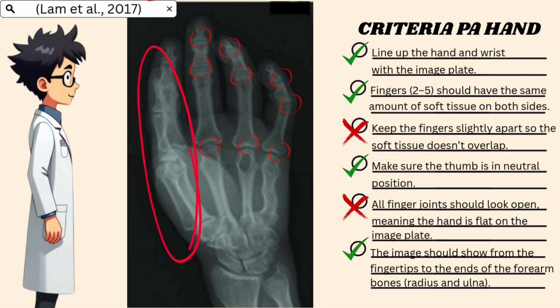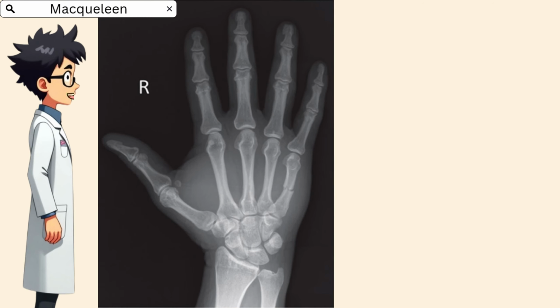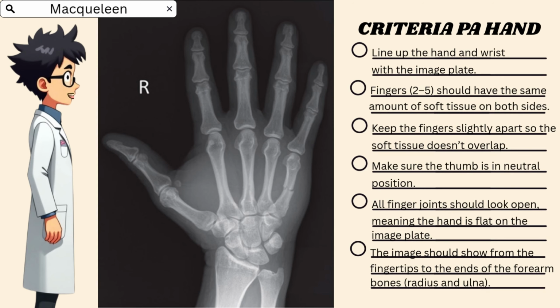To improve the image, the patient should be instructed to slightly spread their fingers to reduce overlap and ensure the entire hand is placed flat against the image receptor. This will help open the joint spaces and produce a clearer, more accurate radiograph. Now let's examine this image. Does it meet all the positioning criteria?